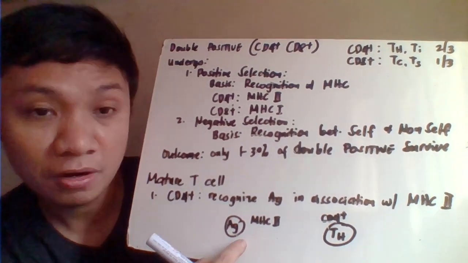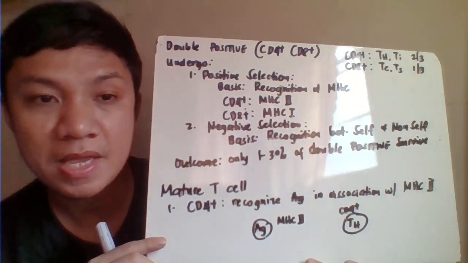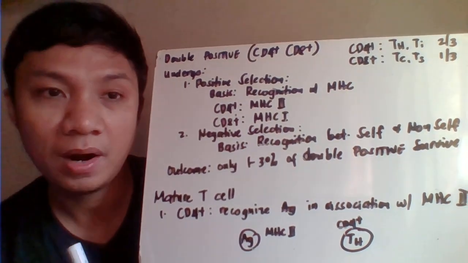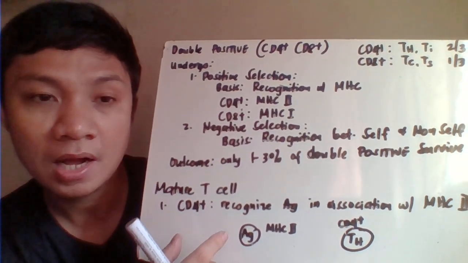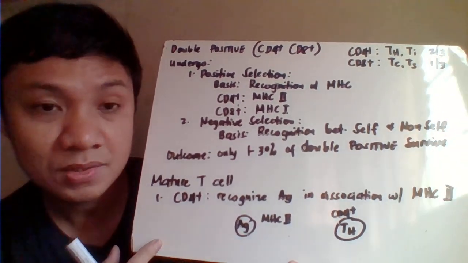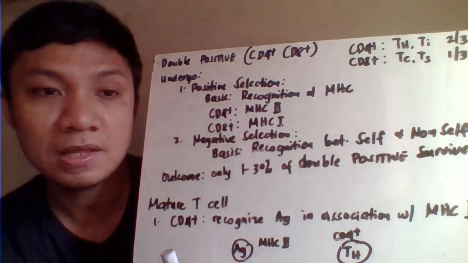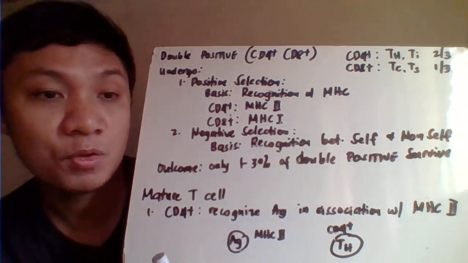If you have your antigen but it has no MHC class 2, it will not be recognized by our CD4 positives or T helper, and therefore it could not remove that one. That's why they need the MHC, or the major histocompatibility complex molecule, for them to be recognized.